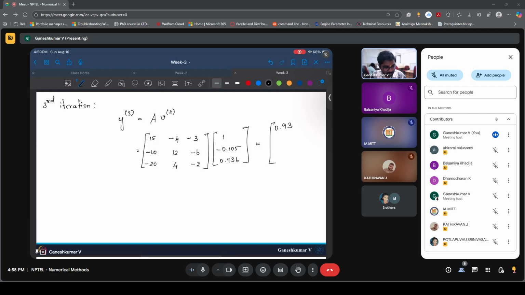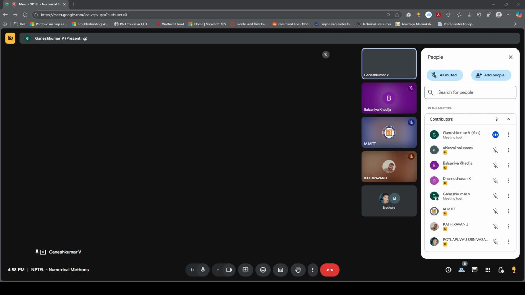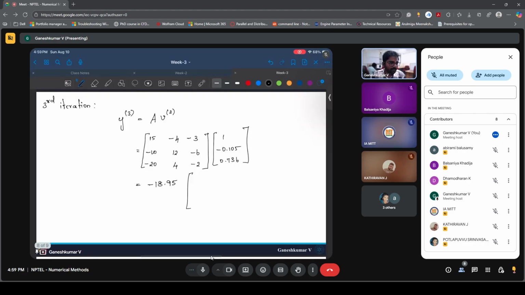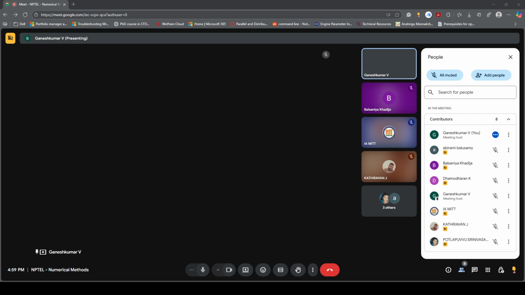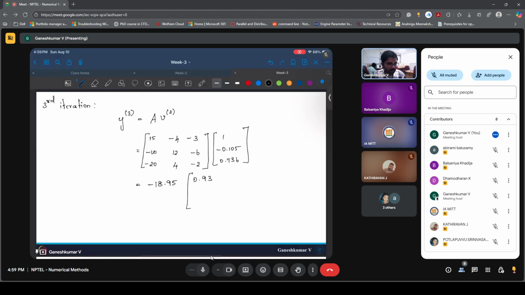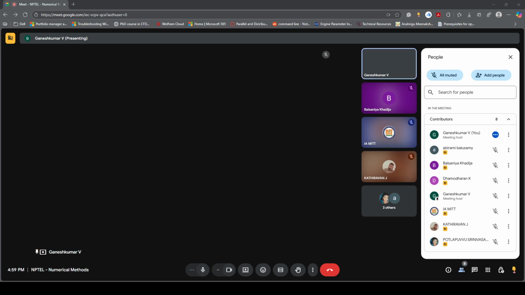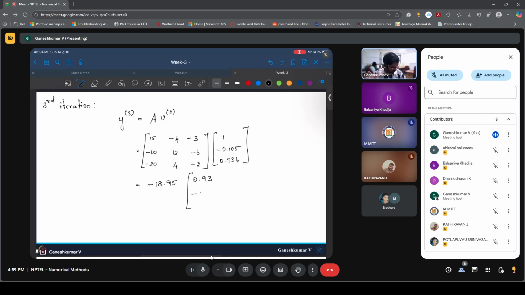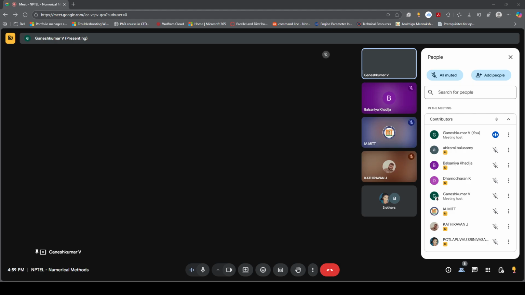Now if I do this again, I am going to get the vector to be 0.93. Okay, I'm just writing here the final answer. This is going to be minus 18.95 times 0.93, minus 0.361 and minus 1. Minus 1 or 1? Yeah, minus 1.